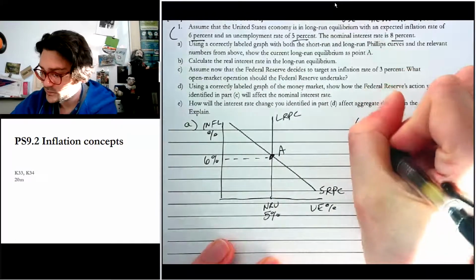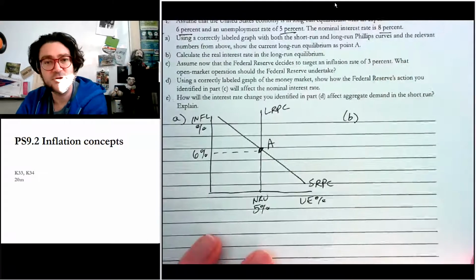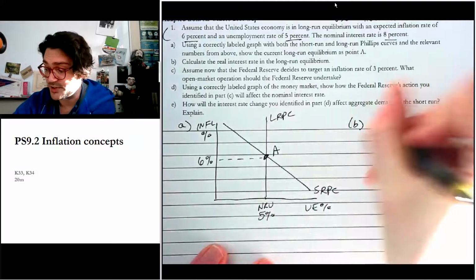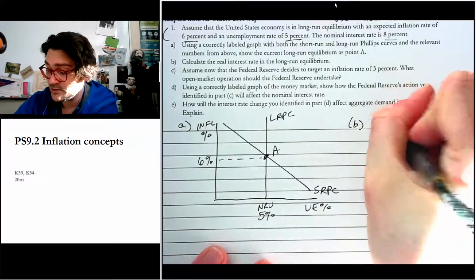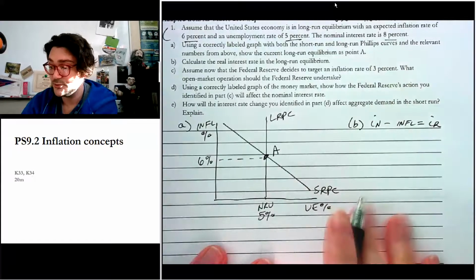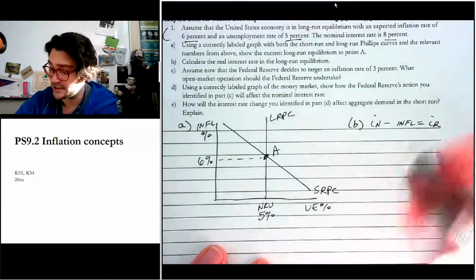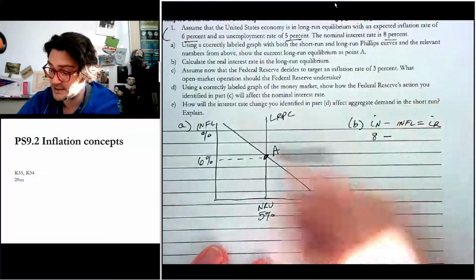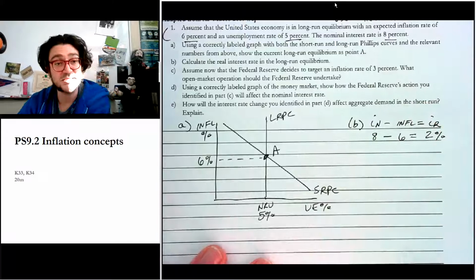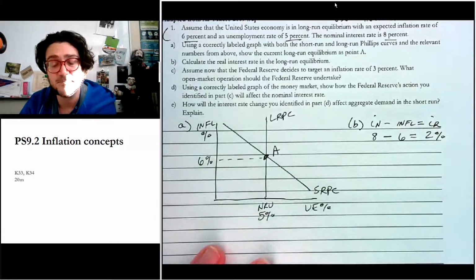Part B, and this is where we do need it. Calculate the real interest rate in the current long-run equilibrium. So for the real interest rate, remember we've got the nominal interest rate minus the inflation rate gives us the real interest rate. And we know the nominal interest rate is 8 because they tell us. So 8 minus 6 equals 2%. That's a nice and easy one. I hope you get really easy ones like that on the exam.